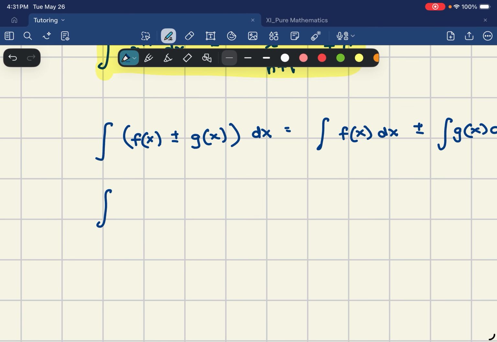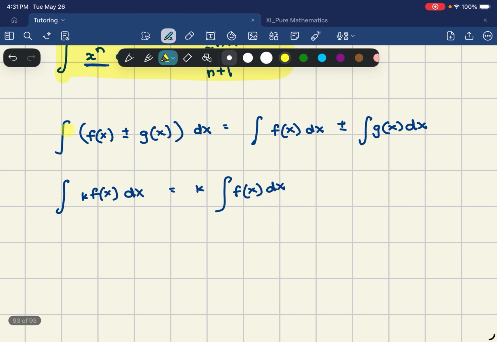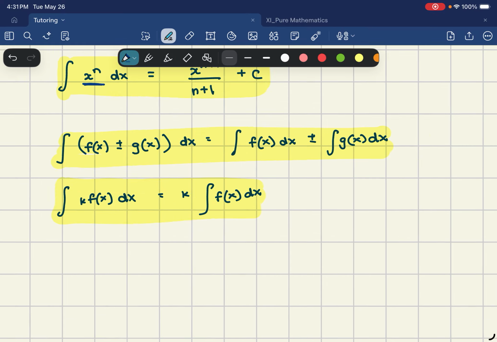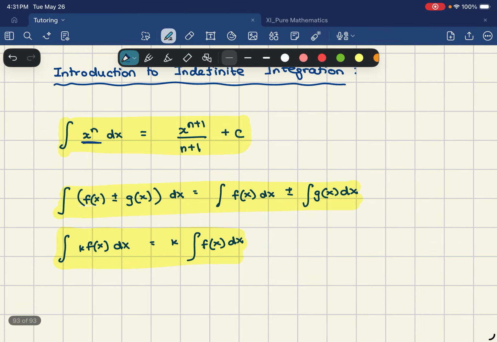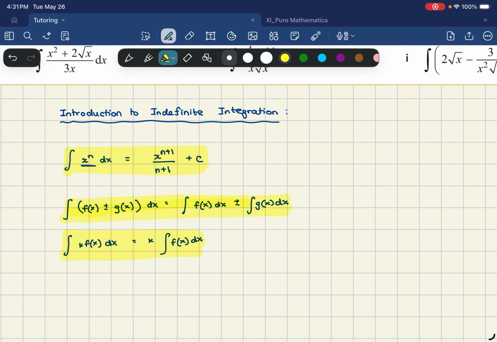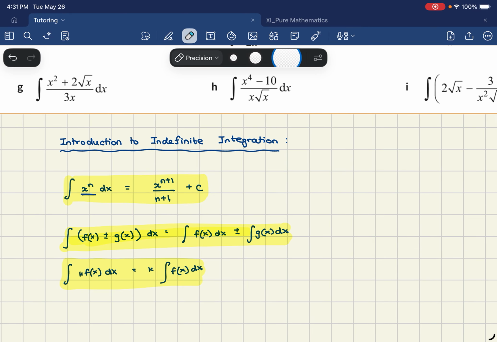And similarly, if you have the integral of k f of x dx, you can just factor out the k. So this just means that the integral operator is a linear operator, but we will not get into that, just like the derivative operator. So the same rules also hold for integration here. And that is all that you need to remember. That is almost everything that you need to know for this entire chapter.